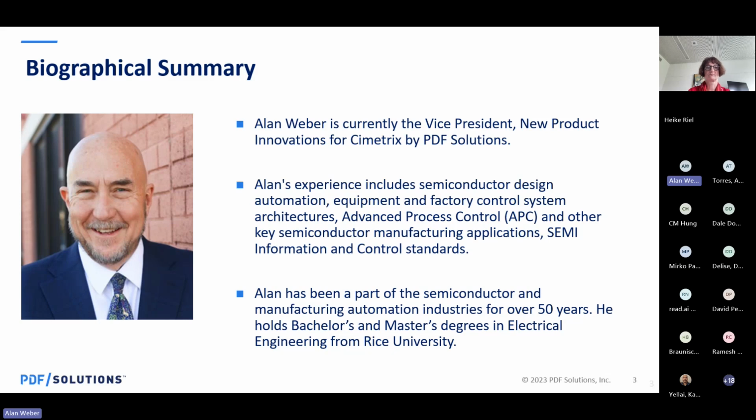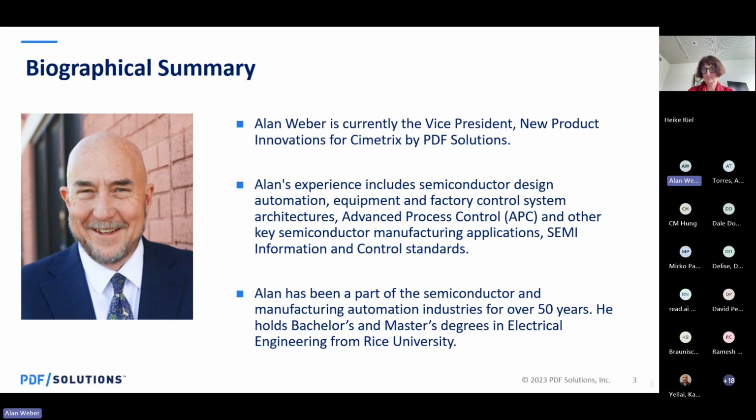I had the opportunity to spend some time at SRC, visiting during the early years of Semitech, when that was one of the centers of excellence that we worked with. So I have some familiarity with Research Triangle Park and the SRC. And my formal education was at Rice University in Houston.